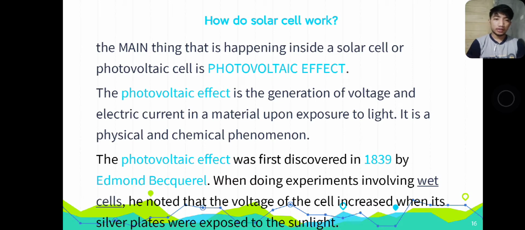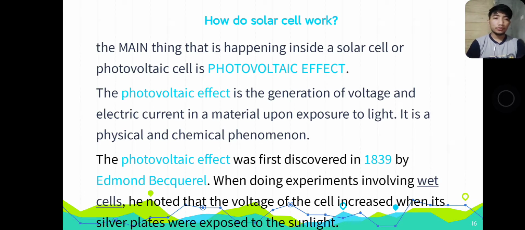The answer is, the main thing that is happening inside the solar cell or photovoltaic cell is the photovoltaic effect. The photovoltaic effect is the generation of voltage and electric current in a material upon exposure to light. It is a physical and chemical phenomenon. The photovoltaic effect was first discovered in 1839 by Edmond Becquerel. When doing experiments involving wet cells, he noted that the voltage of the cell increases when its silver plates were exposed to sunlight.